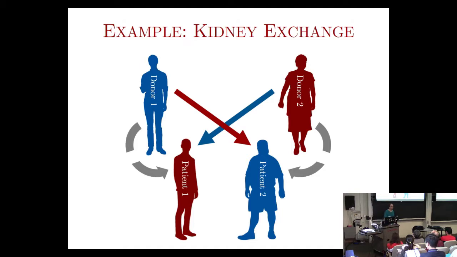In practice, you can actually have exchanges along longer cycles. So for example, you could have donor one giving to patient two, donor two giving to patient three, and donor three giving back to patient one. Now, in theory, you could have a cycle of length 40. You could have donor 1 to 2, 2 to 3, and so on until you go back to patient 1. There's actually a practical problem with very long cycles.